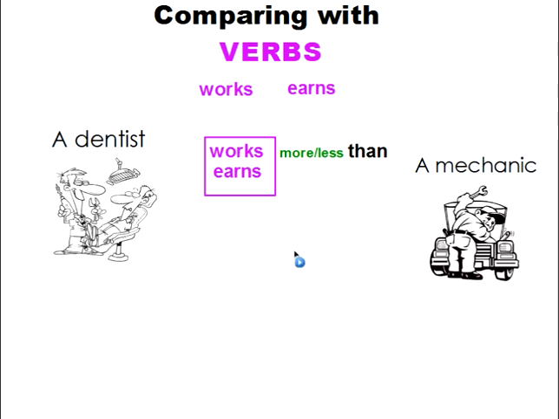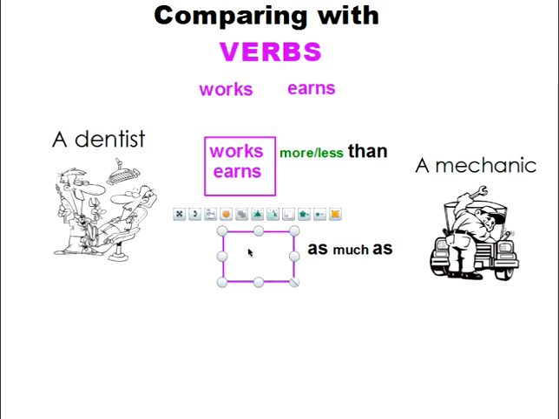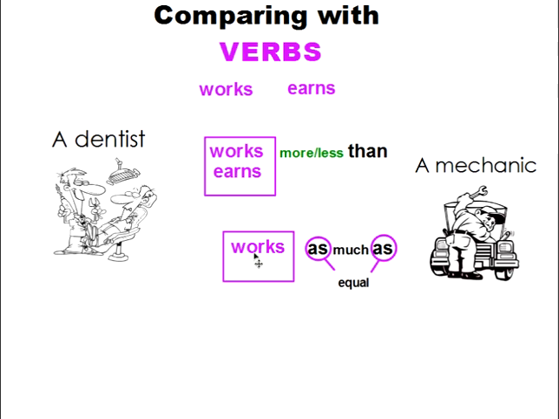So using the verb and then more and less to talk about the amount that the person does the verbs, okay? Now again, we can talk about equal and unequal, right? So if I use the verb and then as much as. Remember, that's when I want to talk about two things that are equal. So I could say a dentist works as much as a mechanic, or a dentist earns as much as a mechanic. And again, that's saying that they make the same amount of money or they work the same amount of time. If I'm using as much as, right? That's equal. But how do we make it unequal?